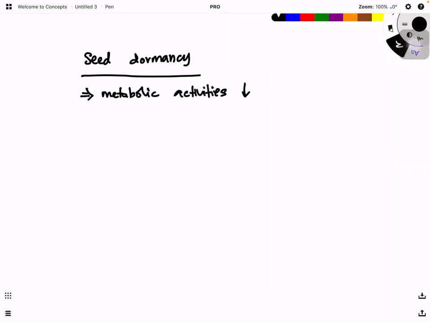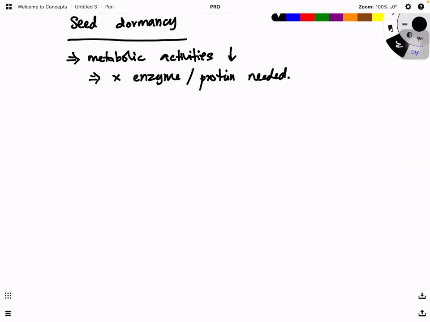When the seed is dormant, metabolic activities must be low. So it means they do not require enzymes, no enzymes or proteins needed. Under seed dormancy, how can we make sure that there's no transcription? So the seeds have a mechanism. In this case, they have a protein called DELLA protein. So what's the function of DELLA protein? DELLA protein is actually a repressor protein, or we call it DELLA repressor.